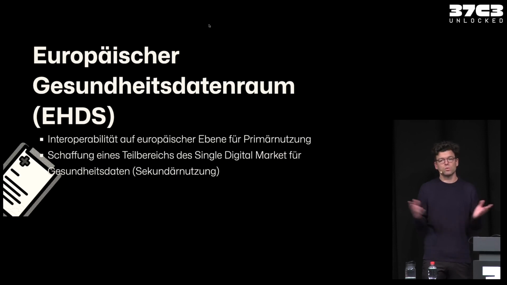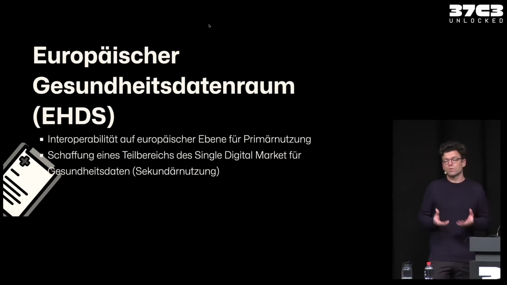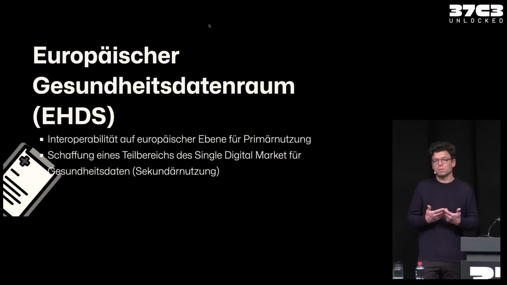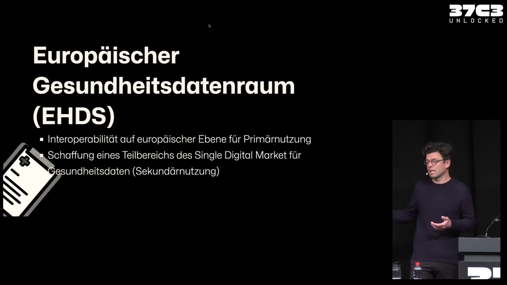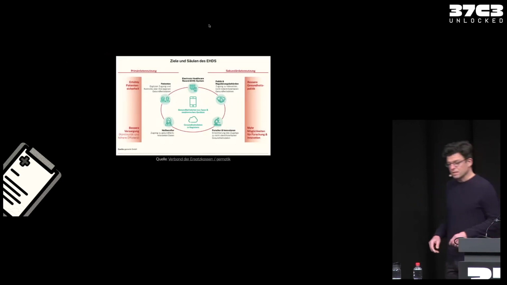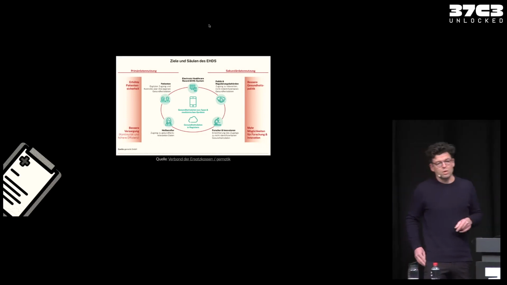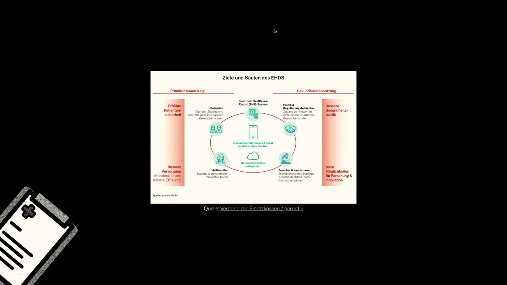Room or scope. So we can imagine that as one big area for data. We're aiming for interoperability on the European level for primary usage of this data. We're starting with the most complicated and are creating a single digital market for health data for secondary usage. So it seems a little bit complex, but on the left and right you can see the two pillars for both approaches.